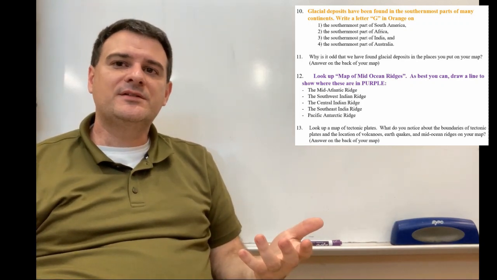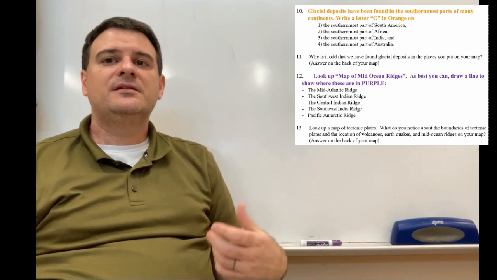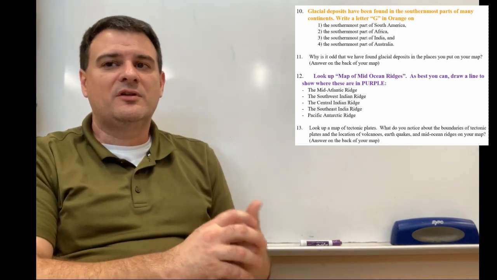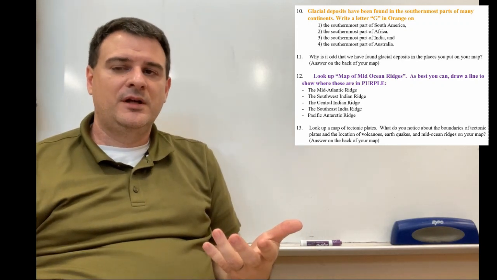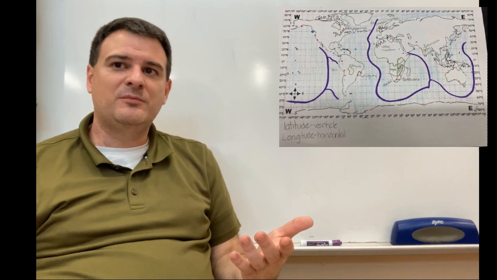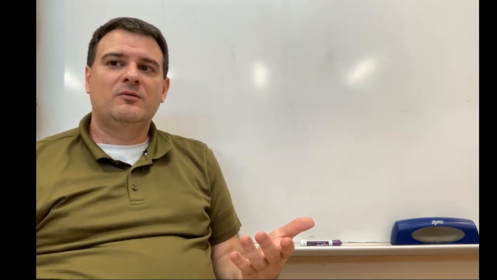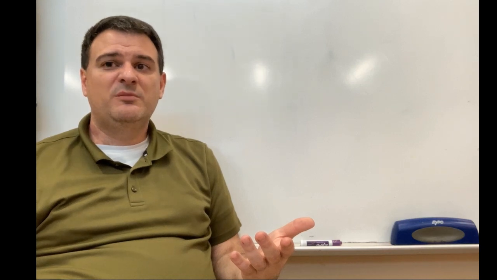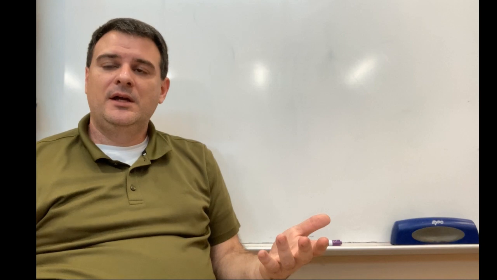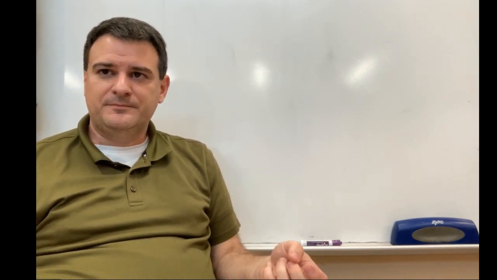Well, we have evidence of these glacial deposits and glacial striations in South America, in the southernmost part of Africa, the southernmost part of India, and in Australia. Well, what's weird about that? So I have students put a G in all these places right here, and what they'll start noticing is that it's weird because it should be hot right here, right? That's the equator, okay?